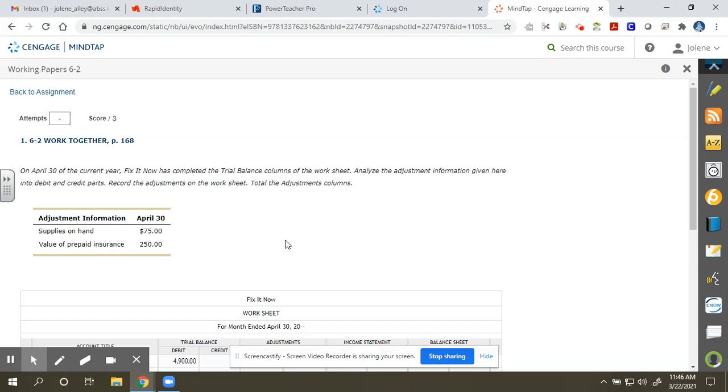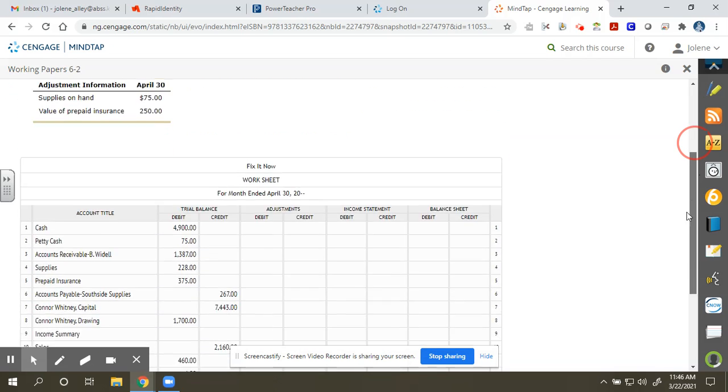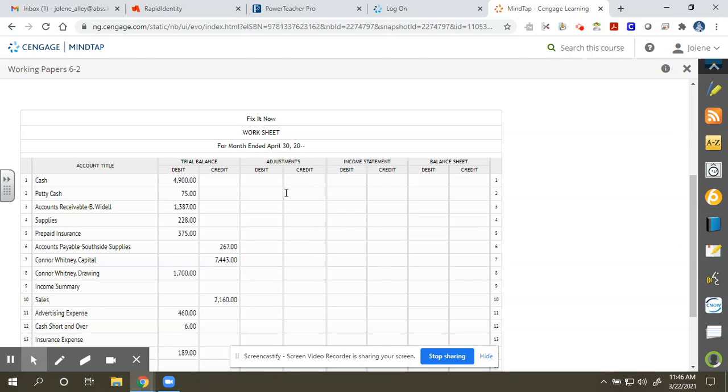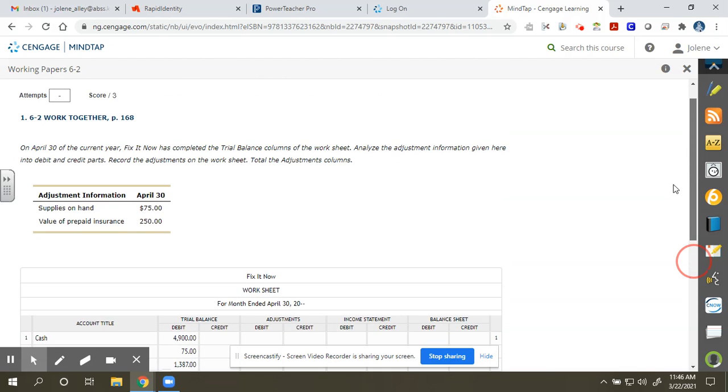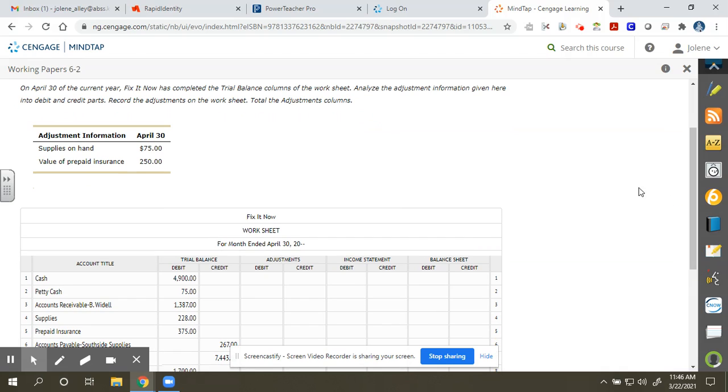So the last lesson was on just doing the trial balance. This lesson is only about doing the column for adjustments. We've already done the trial balance, so now we're doing the column for adjustments. This is to adjust the dollar amounts for stock that you might have in hand, in this case supplies and prepaid insurance, what you used up during the month.